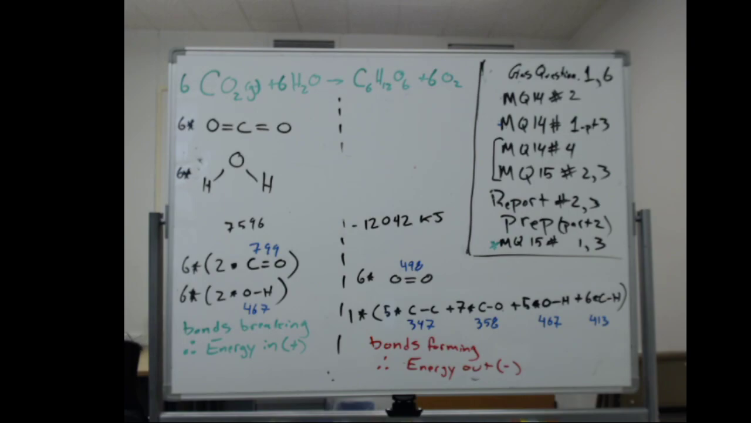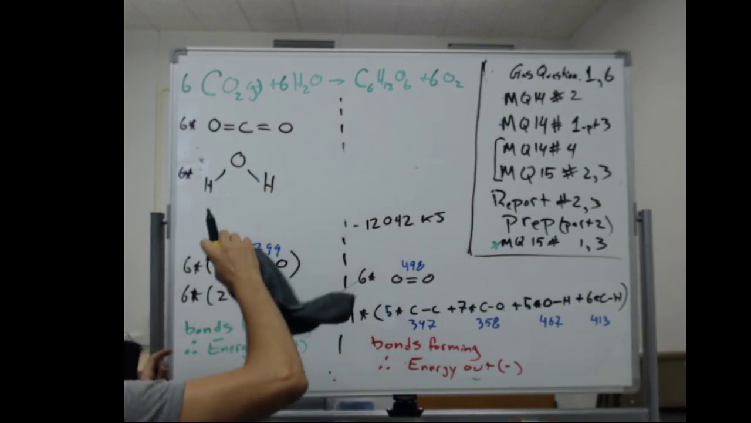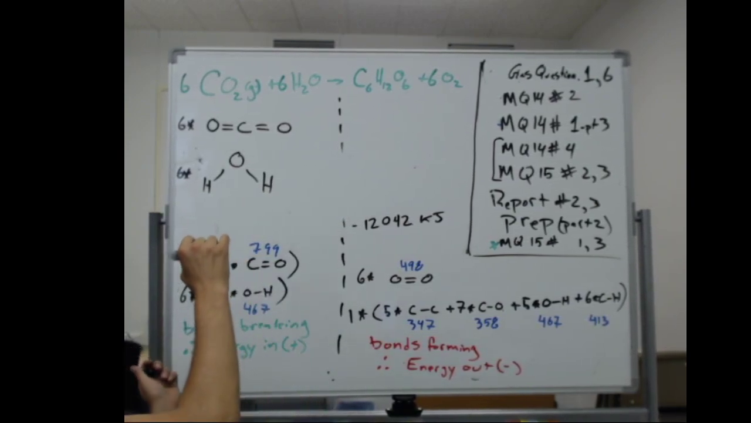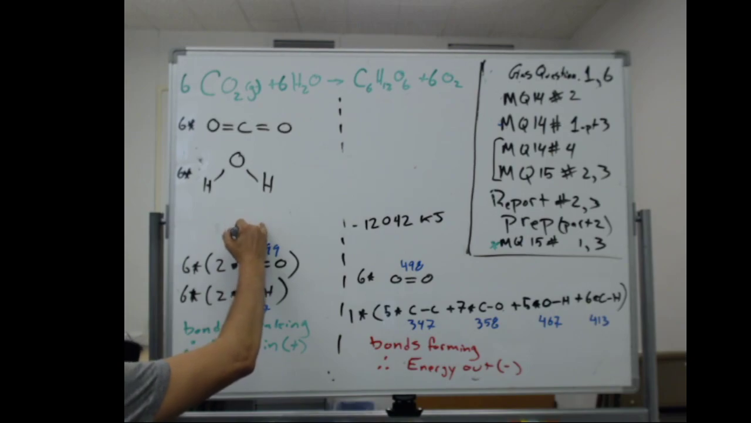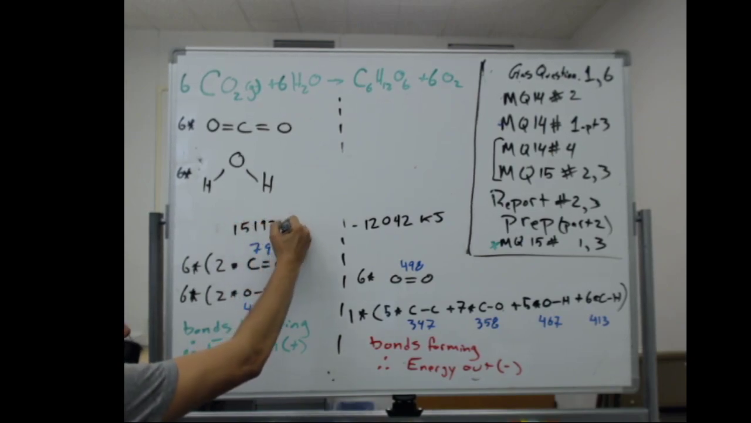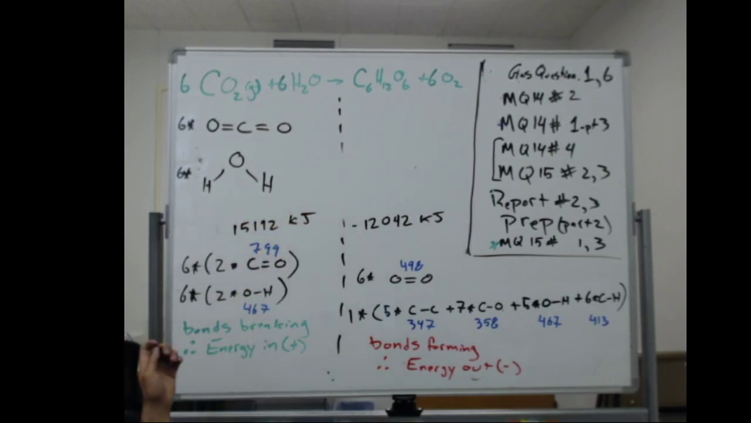Oh wait, no, sorry, times 2. Each. So it'd be 15,192. How much? 15,192. Okay, that's more what I was expecting. I got worried. I was like, this is supposed to be endothermic.